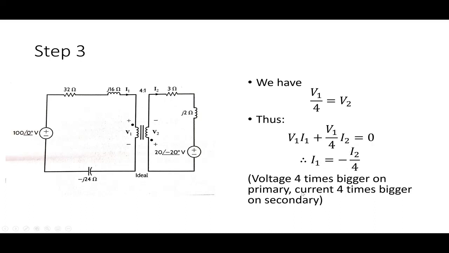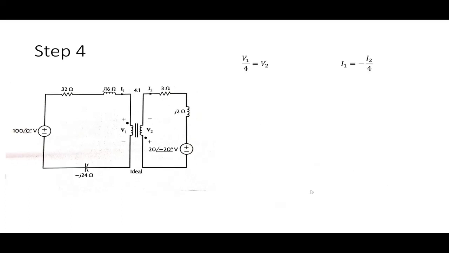So if I check this, the voltage is 4 times bigger on the primary, and the current is 4 times bigger on the secondary. That should all make sense: the side with the higher voltage has a lower current, and the side with the lower voltage has a higher current. Now, how do I solve for the rest of this now that I have this set of results? The simplest thing for me to do is probably to write out a KVL relationship.